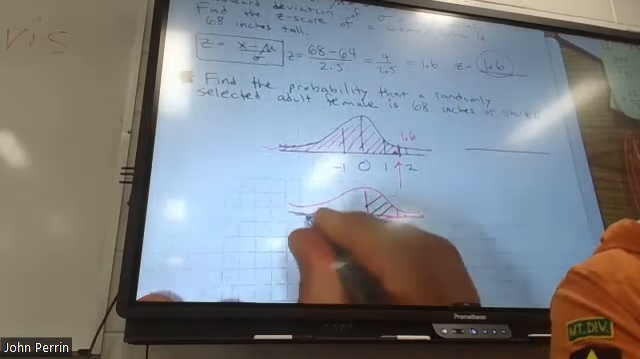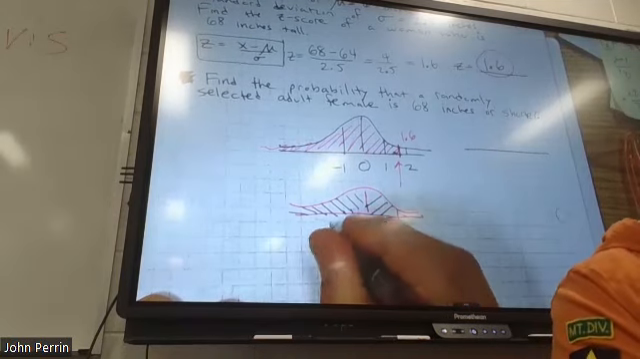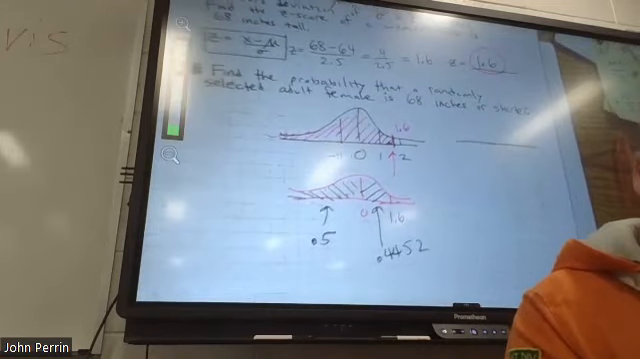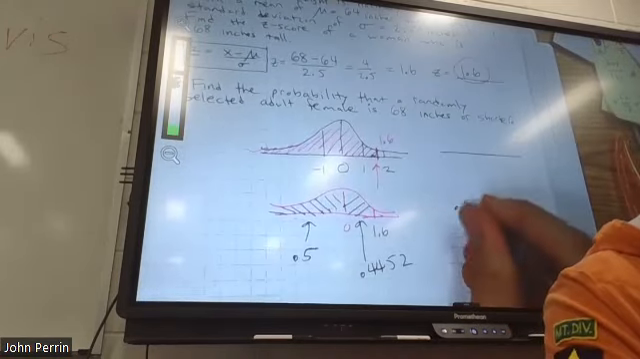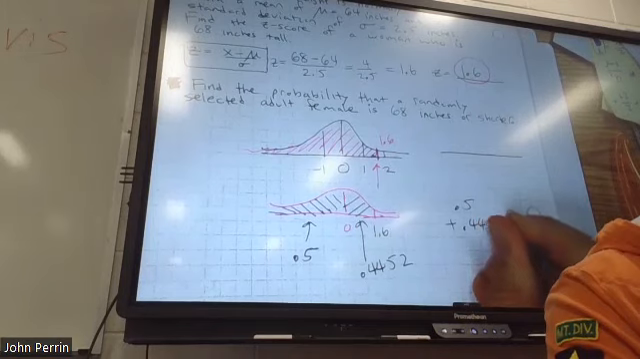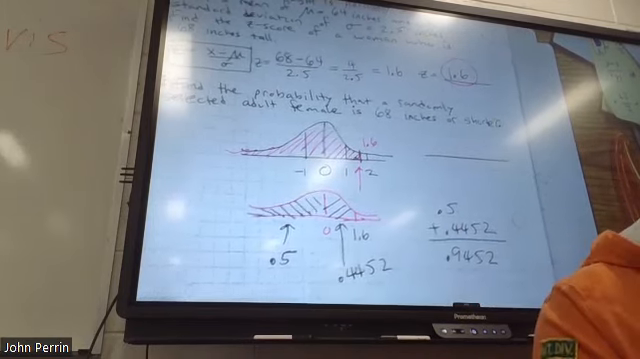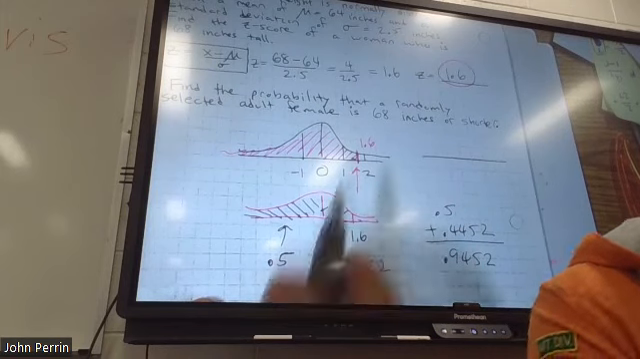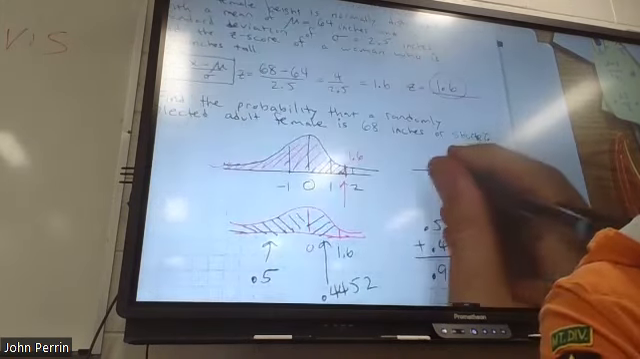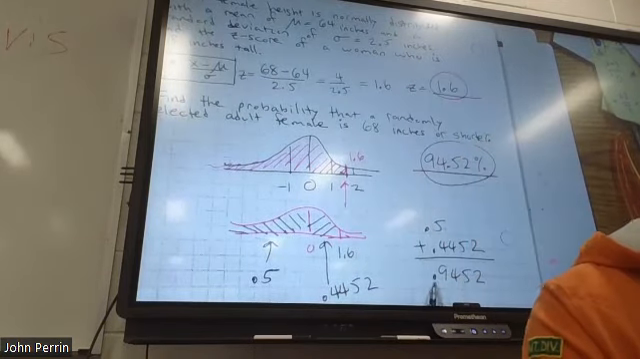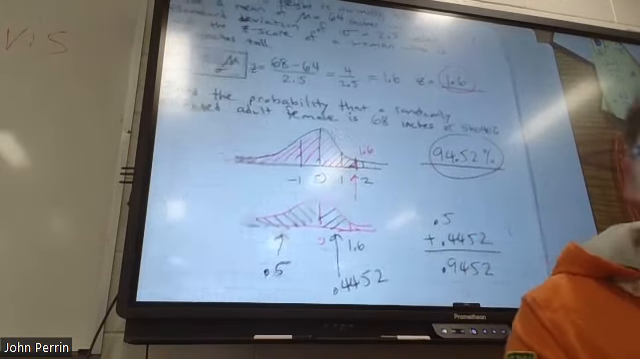We wanted shorter, so that counts for these people as well. That's half of the bell curve, so that's 0.5. So overall, my answer is going to be 0.5 plus 0.4452, which looks like 0.9452. The probability a randomly selected woman is going to be 68 inches or shorter is about 94.52%, or the decimal 0.9452.